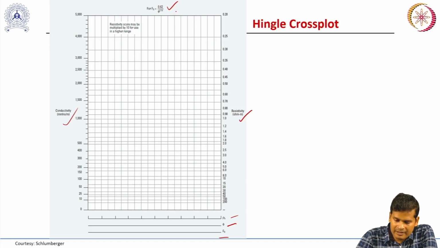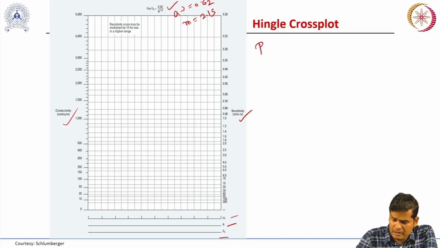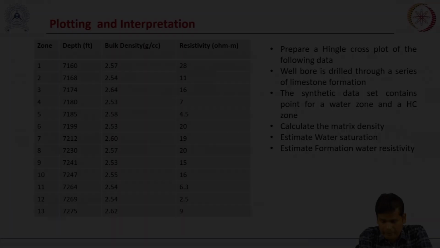So this is given for a particular a value that is equal to 0.62 and m value of 2.15. So depending upon the a and m values, I can use this graph paper directly instead of calculating RT raised to the power minus 1 by m and then plotting. So it will be easier to directly read the value of formation resistivity from this figure instead of plotting in terms of RT raised to the power minus 1 by m.